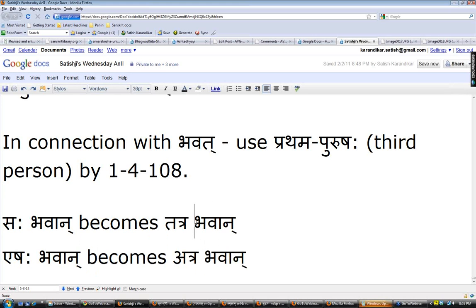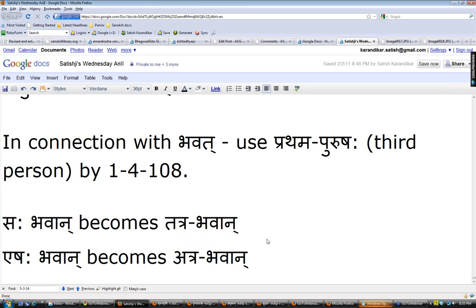Now, let me put a hyphen here. Tatra-bhavan, put a hyphen. I'll tell you why. Because Mallinatha has made a comment that these are actually compounds, by sup-supa compounds. Again, I won't go into all the details today, but let me just put a hyphen. Tatra-bhavan, atra-bhavan can be considered as compounds.